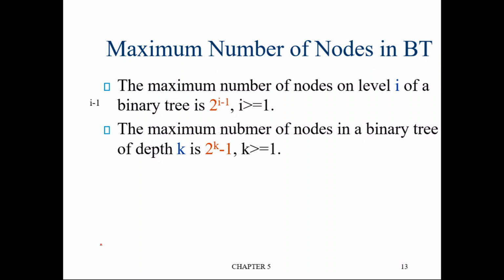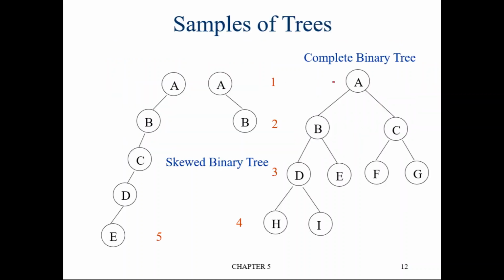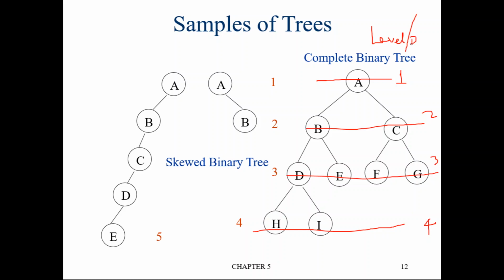And if a binary tree has depth of k, what is depth? Depth is nothing but level. If you take this binary tree, what is its level? This is level 1, this is level 2, this is level 3, this is level 4. Level is otherwise called depth. You can call it either level or depth. So for this particular tree, the level is 4 and also the depth is 4.